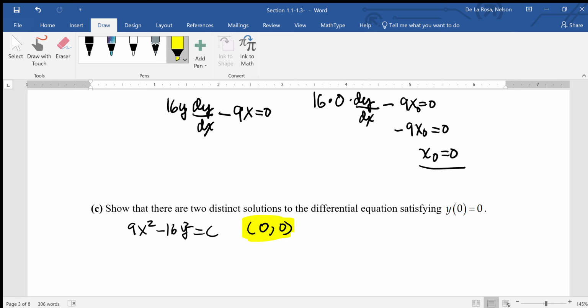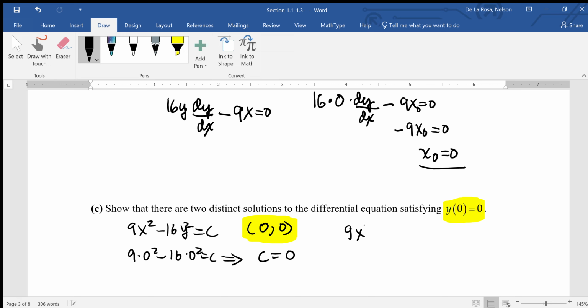This point in yellow is coming from this given condition in the problem. So if you replace x and y equal to 0, then the constant C is going to be 0. Then our equation is 9x squared minus 16y squared equal to 0, right?